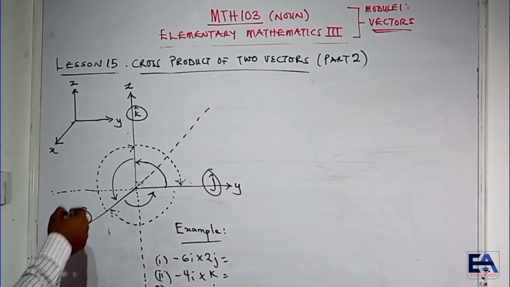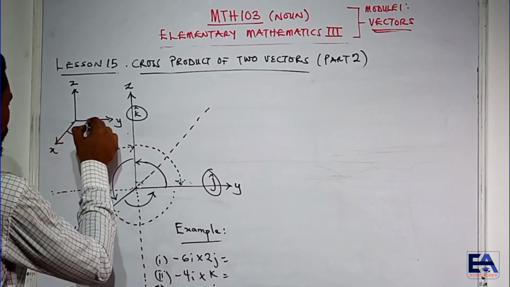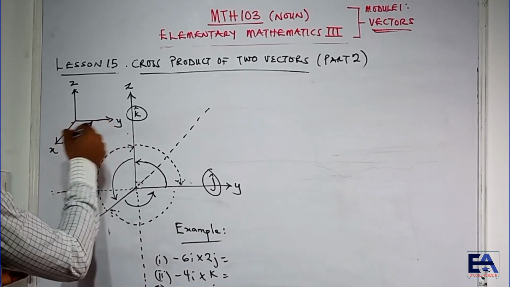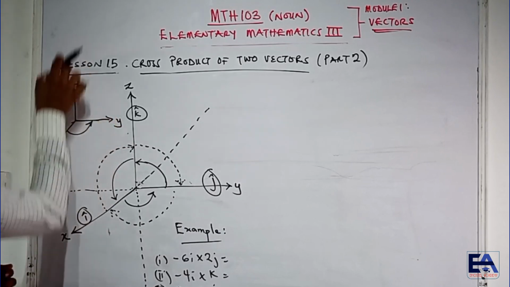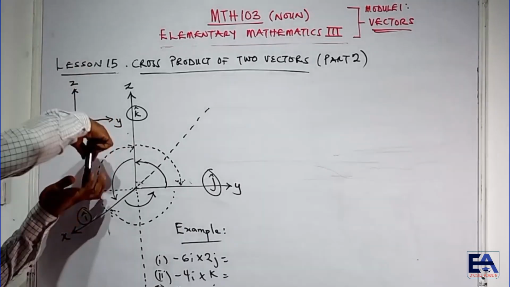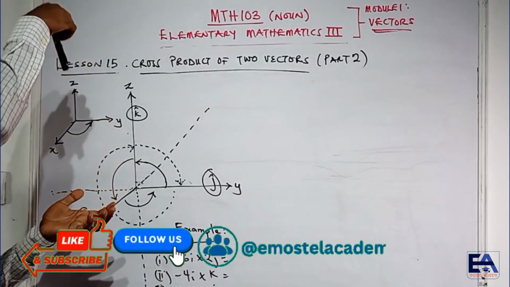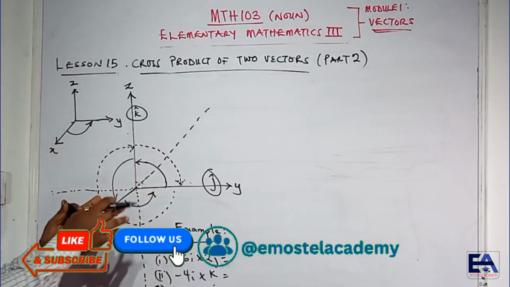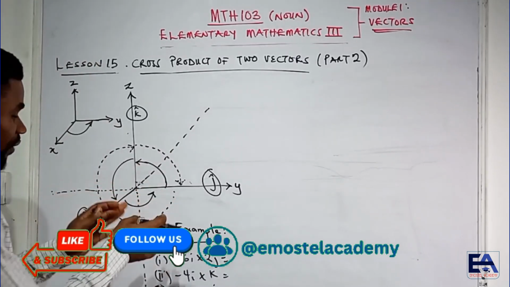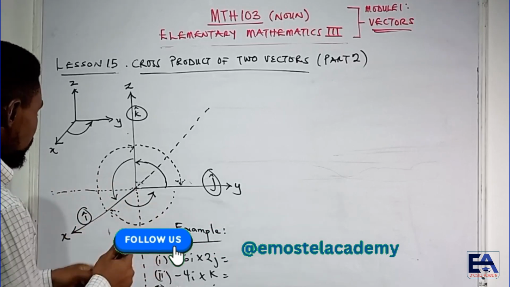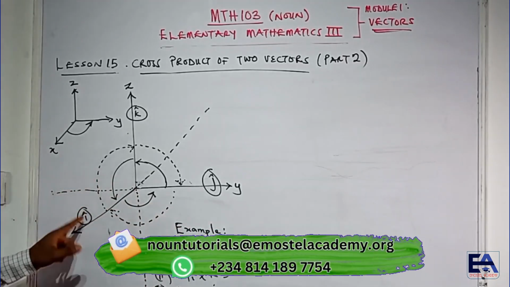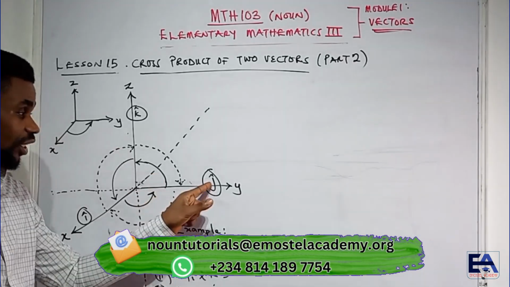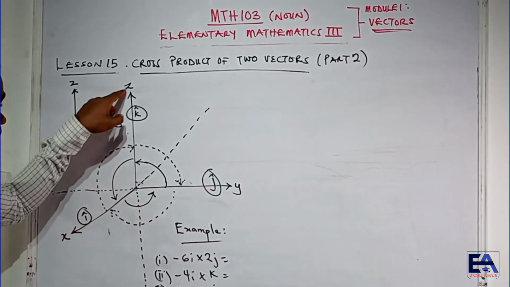We discovered that if you cross x over y, it will produce z, because that would be like an upward movement like that. So we are not going to be using x, y, z. We are going to be using their unit vectors. You know, the unit vector across the x-axis is i, the unit vector across the y-axis is j, and the unit vector across the z-axis is k.